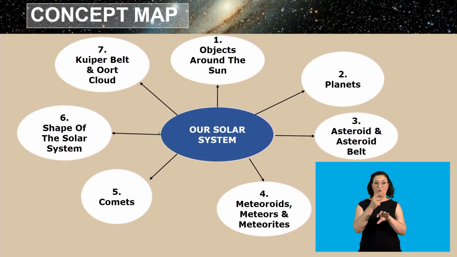Now, in order for us to achieve our lesson objectives, the following are the concepts that we are going to be looking at. One, the objects around the sun. Two, the different planets. Three, the asteroid and asteroid belt. Four, the meteoroids, the meteors, as well as the meteorites. Five, the comets. Six, the shape of the solar system. And lastly, the Kuiper belt and Oort cloud.